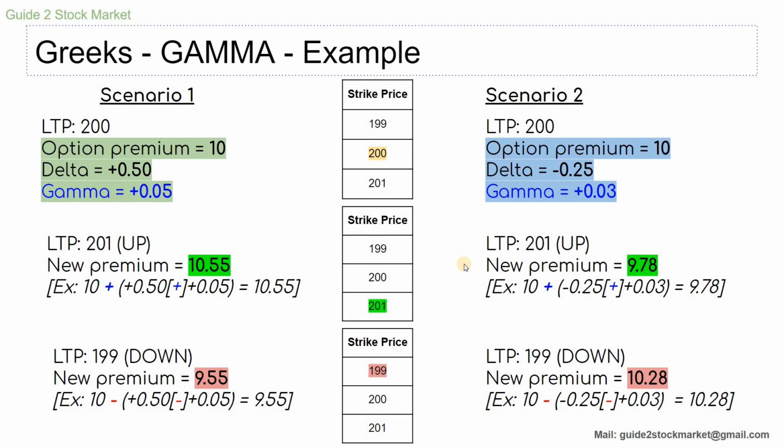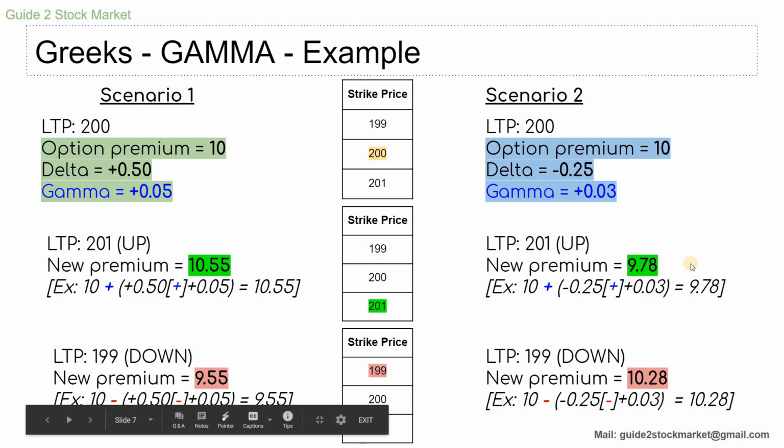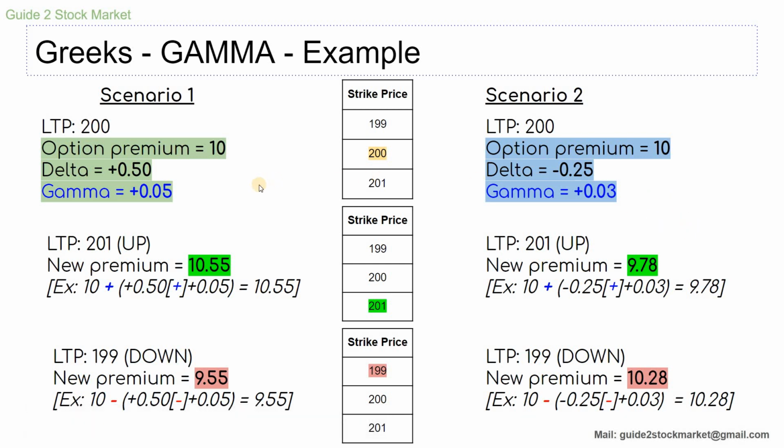If you have any doubt, please see the same example in the delta video. In delta we also explained the same setup. Here we have only added gamma. Here it will be 10.5, here 9.5, here around 9.75, and this will be 10.25. So there is an increase of 0.03 here and 0.05 here. That is the difference.